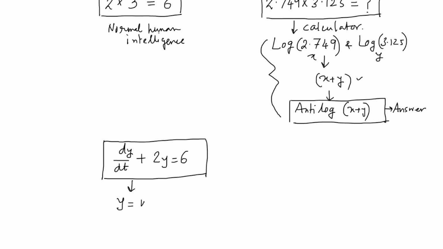y is equal to k into e to the power minus 2t or something like that. k should be evaluated from the initial condition. So it's just like 2 into 3. It's a very straightforward differential equation, which we can directly solve.